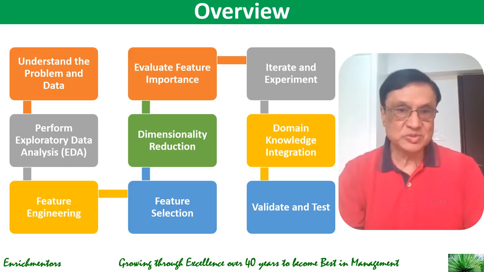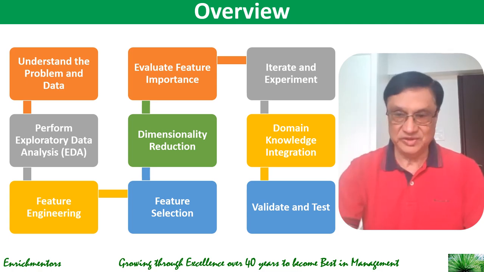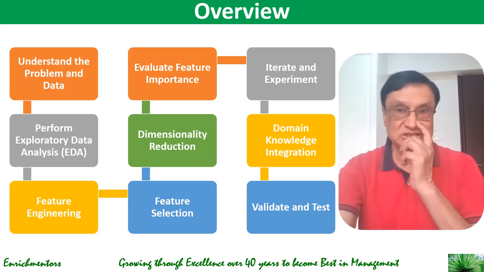In this process, from understanding the data, you brainstorm and build as many features as possible. Then you select and reduce to the important features, and then you experiment with them. So it's a combination of exploration and selection of the features. Let's take a look at each of these.